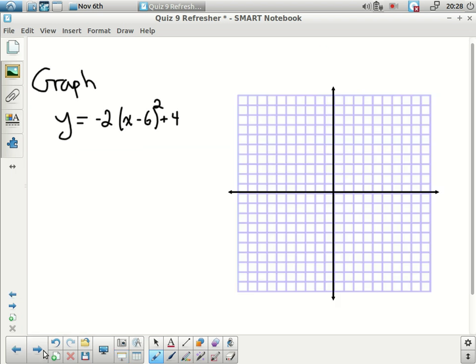The other part we focused on was developing the graph and techniques for graphing. So here's an equation, and we'll just review how to graph it. First, what are the key pieces of information that I can pull out of this equation?